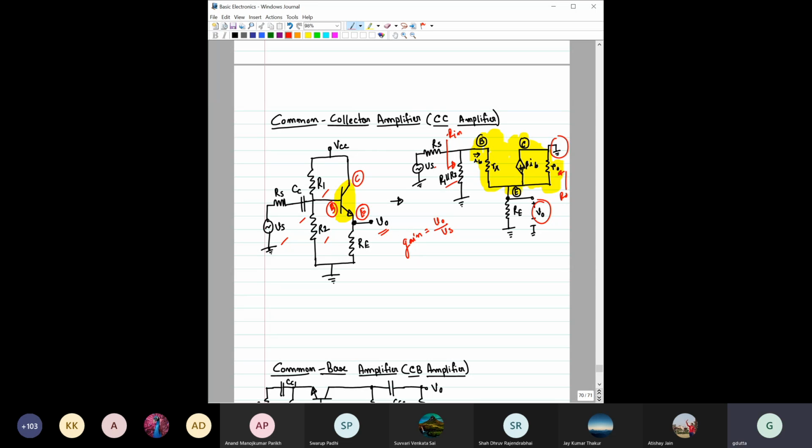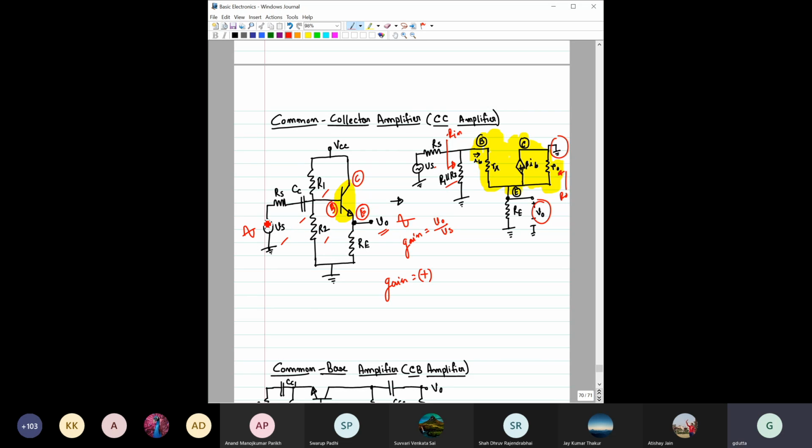Okay, similar analysis here. But one important thing to mention here is that the gain for this common collector case would be positive. Remember, gain is positive. That means if the input signal is like this, then the output signal will also be in the same phase, unlike the common emitter case.